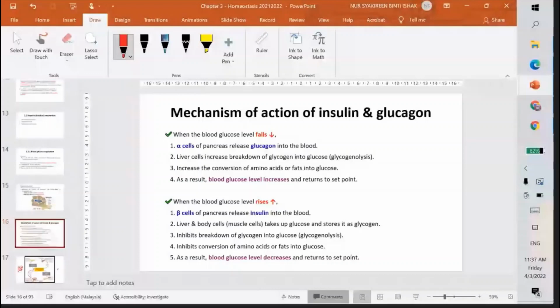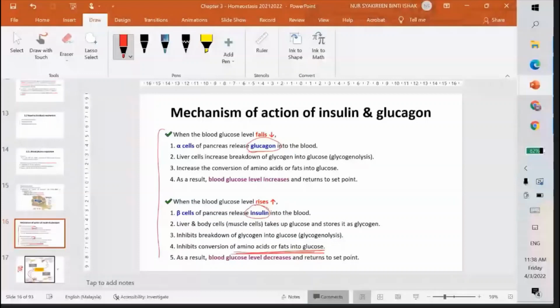Okay, so kalau insulin, when blood glucose level increase, this will inhibit the conversion of amino acid into glucose. Vice versa untuk glucagon, kan? So glucagon convert amino acid or fats into glucose sebab nak naikkan balik glucose level to the normal set point. So you should know when these two hormones will be secreted and what is the effects of these two hormones.